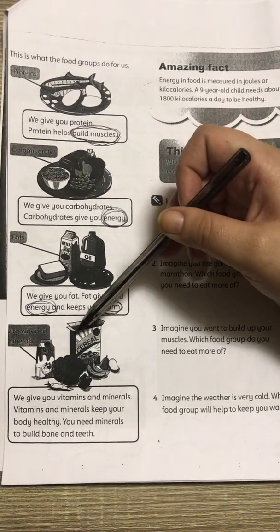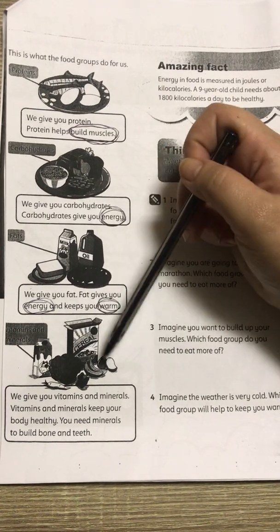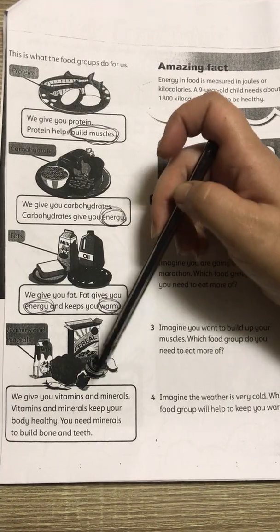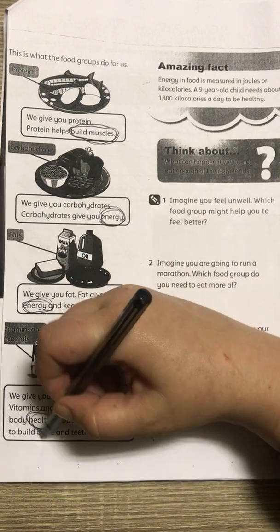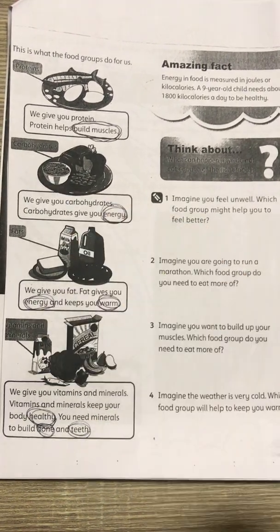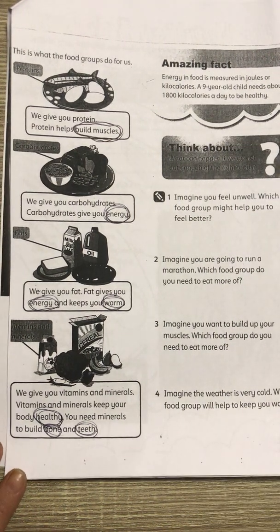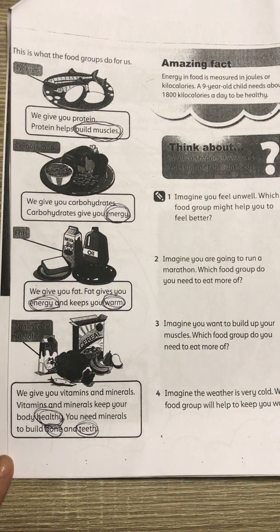And then last, we have vitamins and minerals. They give us cereal. This will be all brown most probably. Milk, some fruits, cabbage. We give you vitamins and minerals. Vitamins and minerals keep your body healthy. You need minerals to build bone and teeth. Okay, so proteins help us to build muscle. Carbohydrates give us energy. Fats give us energy and it keeps us warm. And vitamins and minerals keep us healthy and they help us build bone and teeth.